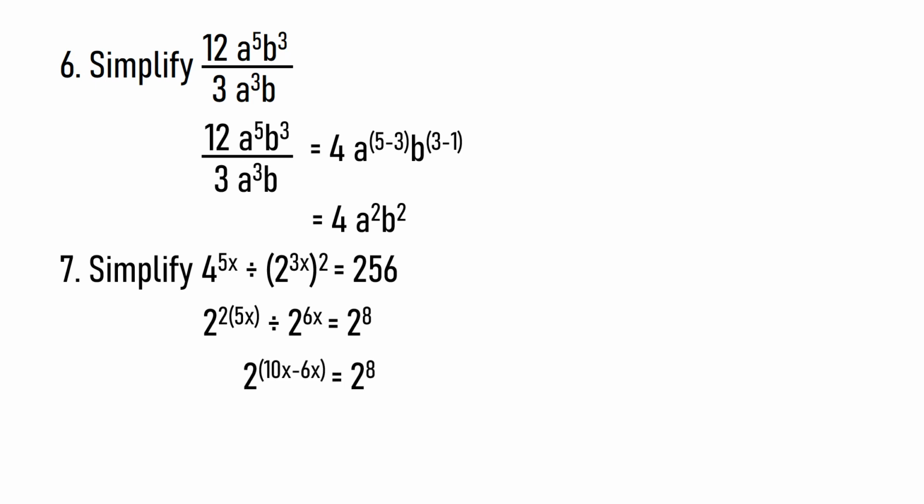This is the same as 2 power 10x. Then according to the second law, we subtract the power. So 10x minus 6x equals to 2 power 8. Since the bases are the same, it therefore follows that the powers must be the same. So 2 power 4x equals to 2 power 8, which means that 4x equals to 8. Dividing both sides by 4 gives us the value of x being equal to 2.